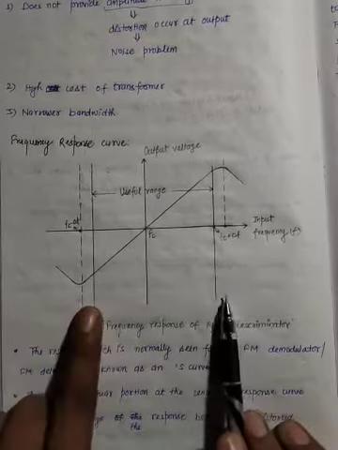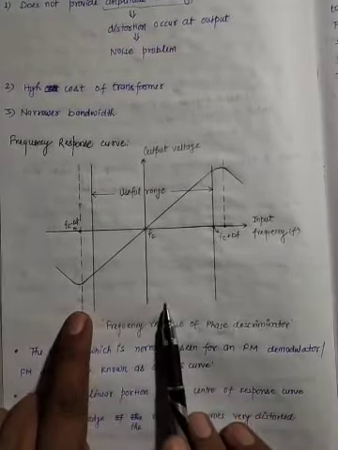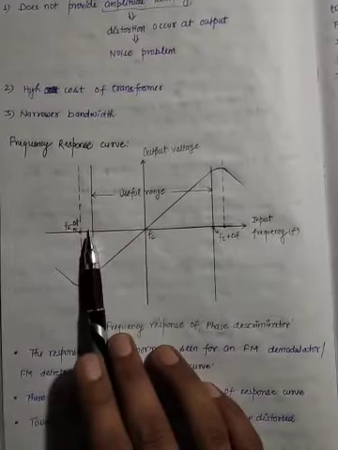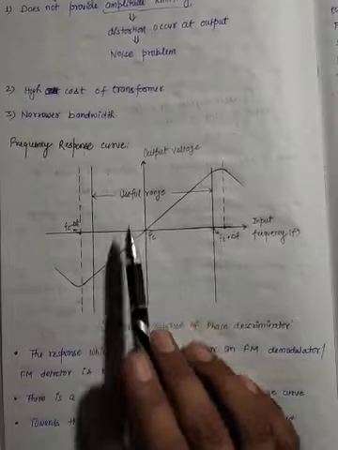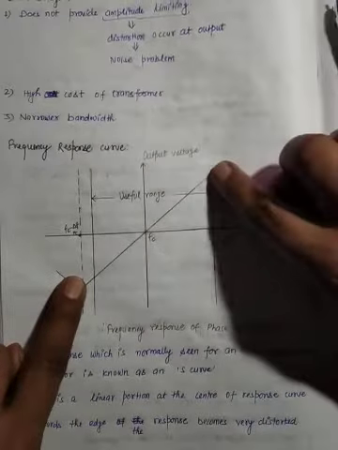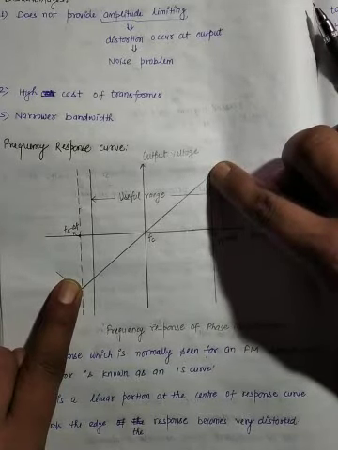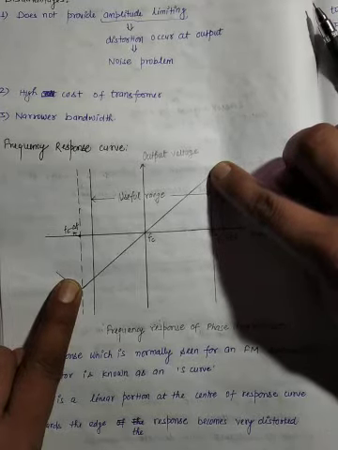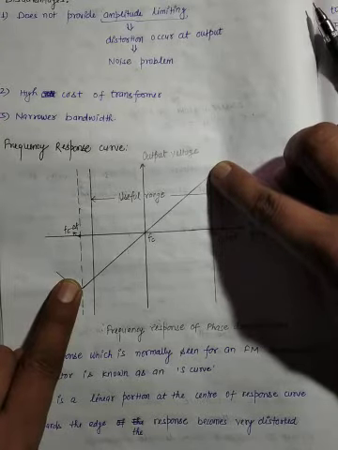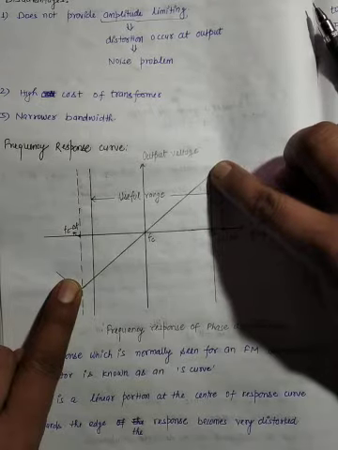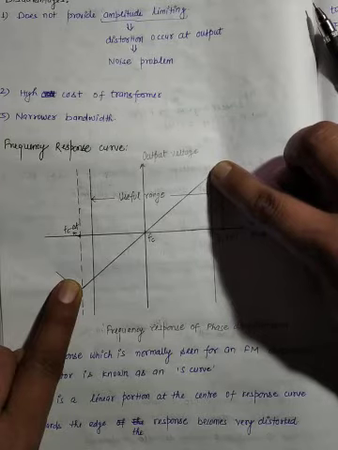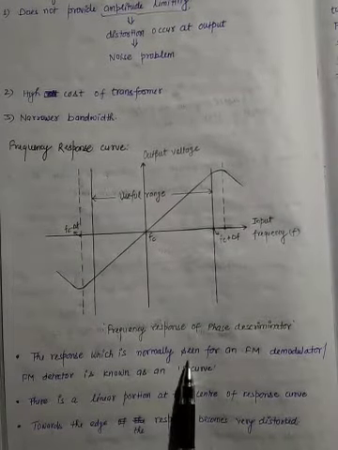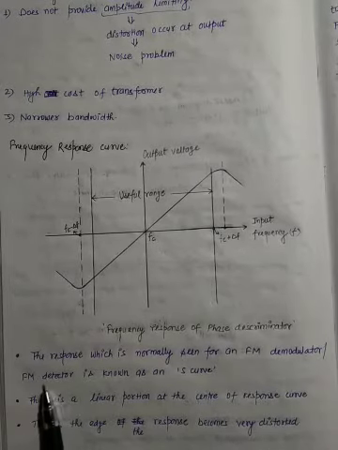So between these frequencies, that is between Fc plus delta f and Fc minus delta f, this is known as the useful range, because the response of the discriminator between these 2 points is linear. That's the improvement of Foster-Seeley discriminator over balanced slope detector, because there is a problem of linearity in balanced slope detector, which is overcome in Foster-Seeley discriminator.